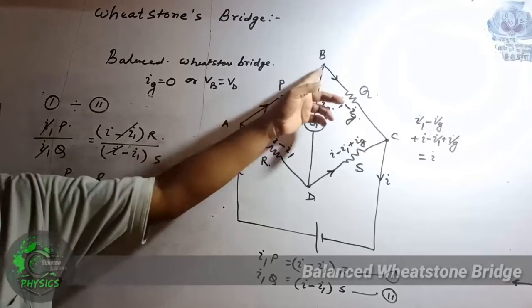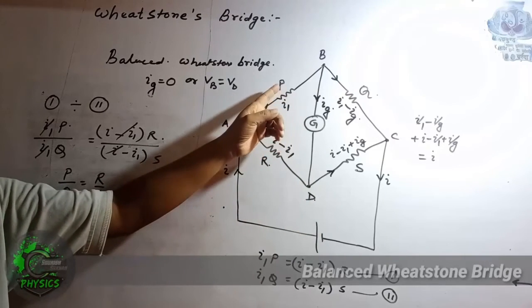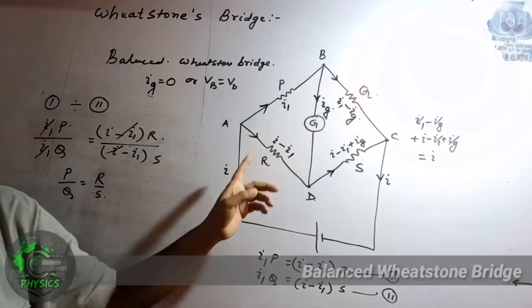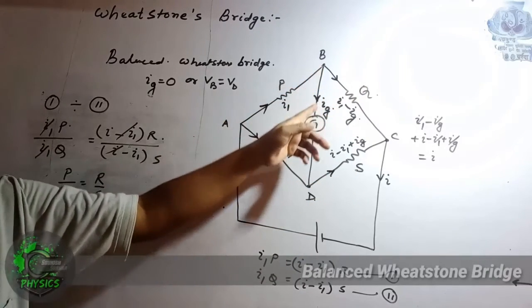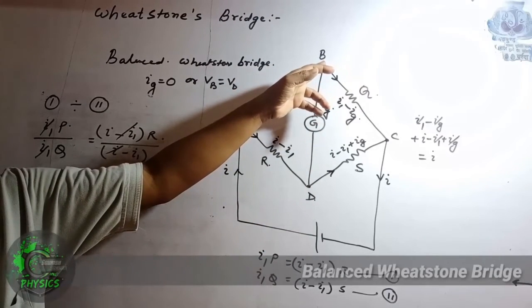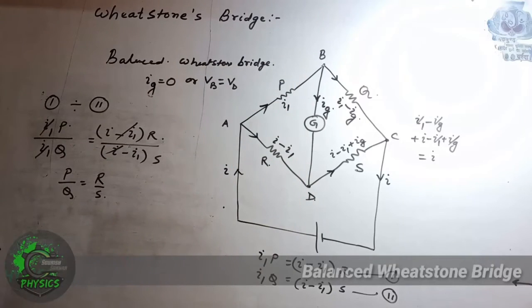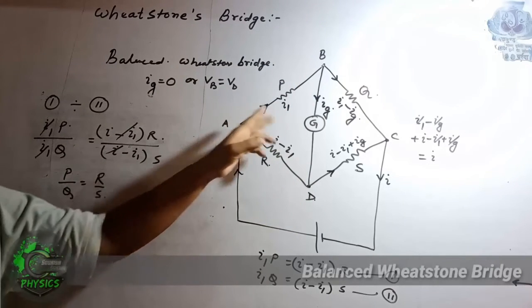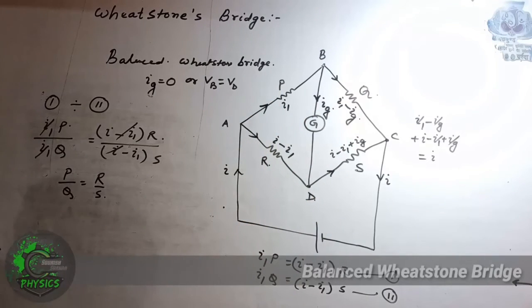So the Wheatstone bridge can be considered as balanced when the ratio P by Q equals R by S. In that case, no current will flow along the direction BD, and that is possible only when P by Q equals R by S.